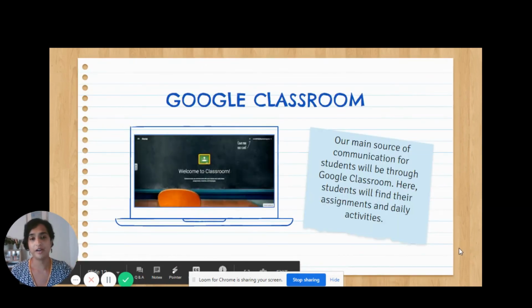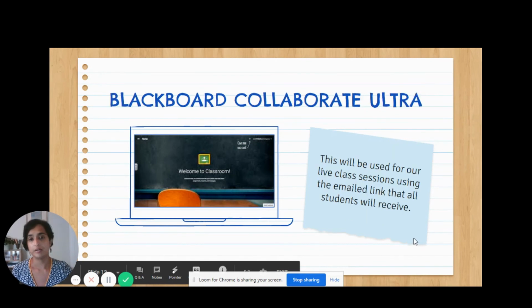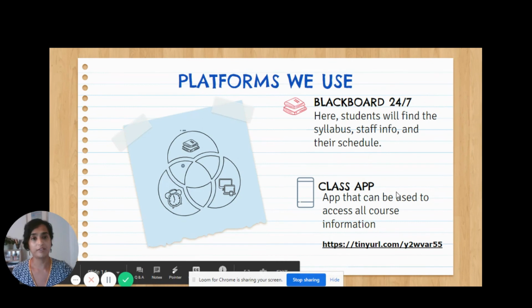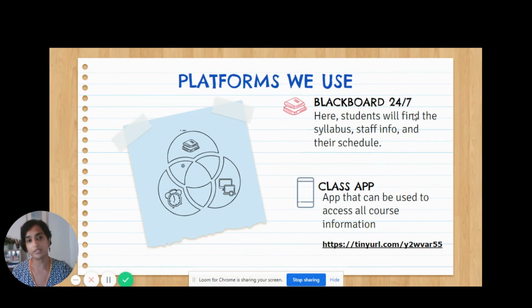So, communication. Google Classroom is going to be our primary source for all of the assignments. This is where we're going to post our assignments and daily activities. Blackboard Collaborate Ultra is going to be the link that students receive in their email, which is what we're going to use for our virtual sessions. And these are some of the other platforms that we use. Blackboard 24/7: here is where students will find the syllabus, any information about the course itself, the schedule, and parent communication can happen via Blackboard.